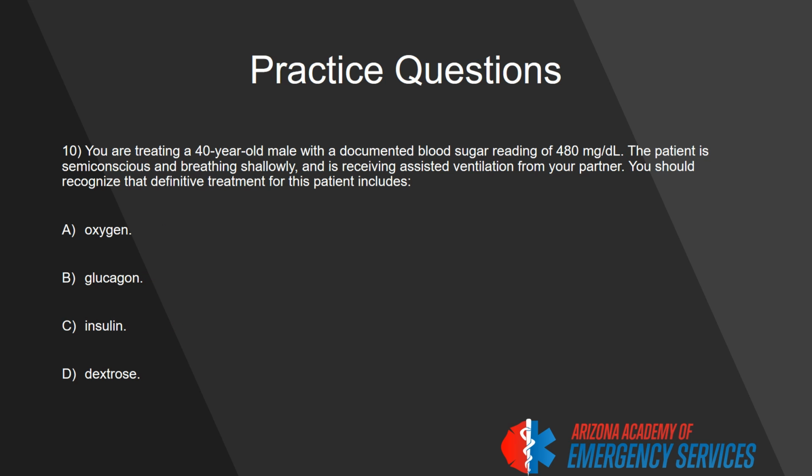Question 10. You are transporting a 40-year-old male with a documented blood sugar reading of 480 milligrams per deciliter. The patient is semi-conscious and breathing shallowly and is receiving assisted ventilation from your partner. You should recognize that definitive treatment for this patient includes A, oxygen, B, glucagon, C, insulin, or D, dextrose. I'll give you a second to pause the video so you can highlight the information if you want to.